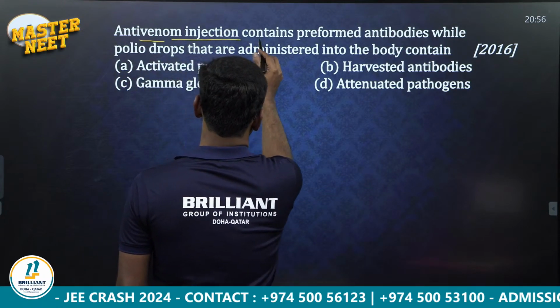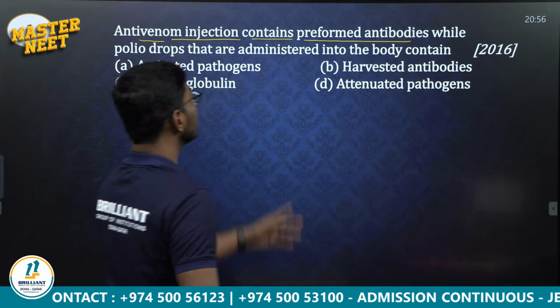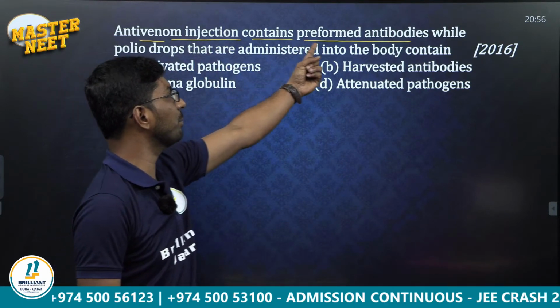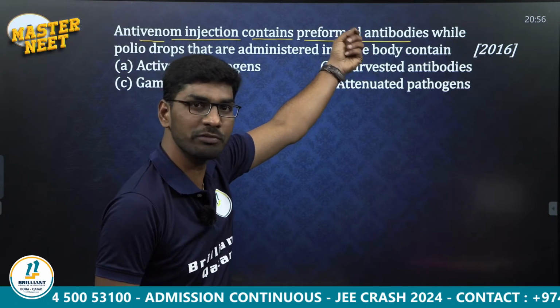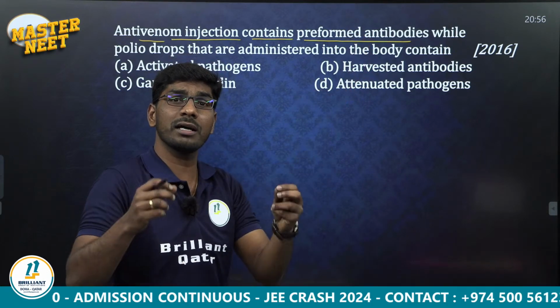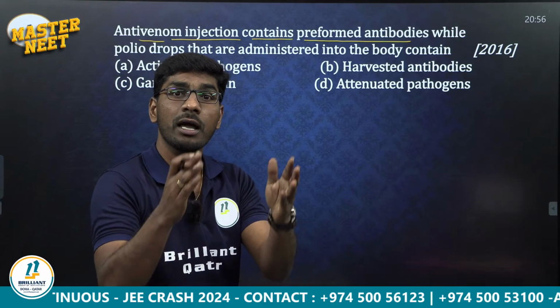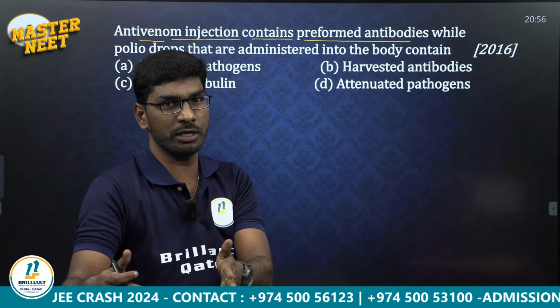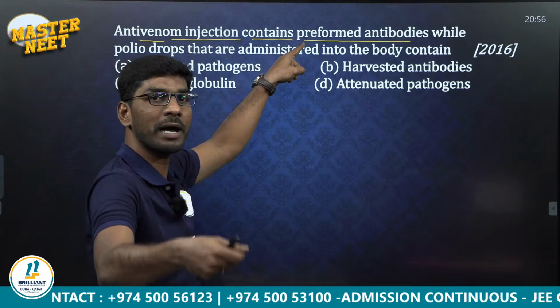anti-venom injection contains preformed antibodies. This anti-venom injection is a preformed antibody. Can anyone tell me what kind of immunity? Passive immunity, right? If you are directly administering the antibodies into the patient, we call that passive immunity. You got my point? And what kind of passive? This is artificial passive immunity.